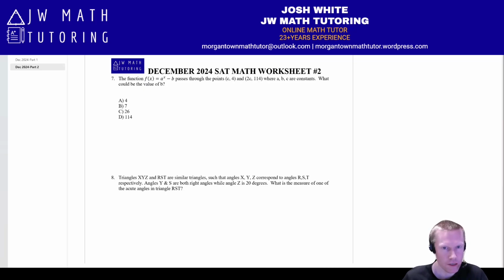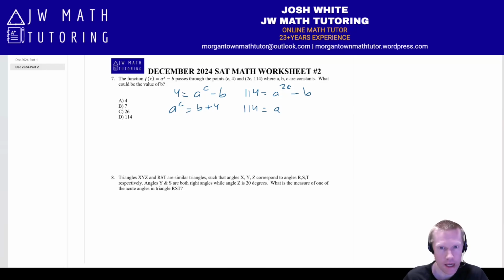So the traditional way to do this would be just to plug in these point values. So, for example, 4 equals a to the c minus b, and 114 equals a to the 2c minus b. All right, once we have that, I'm going to solve the first one for a to the c. So a to the c is just equal to b plus 4. Just add b to both sides. And I'm going to plug that into the second equation.